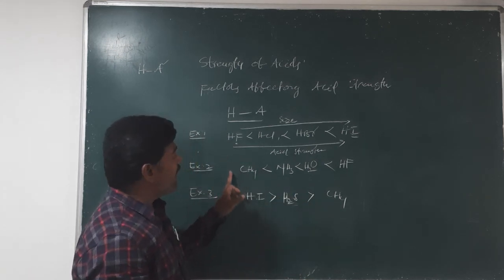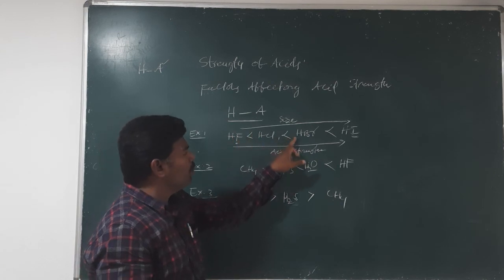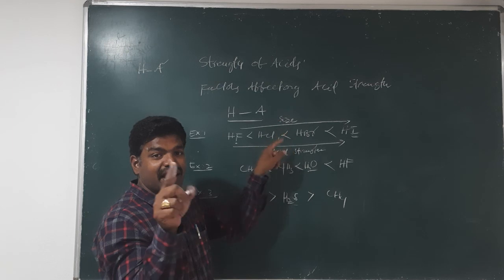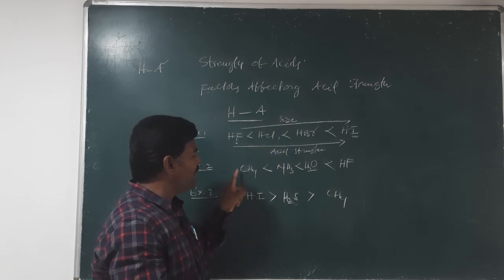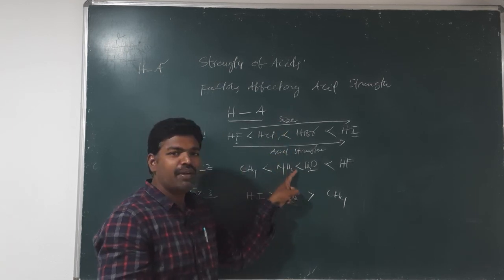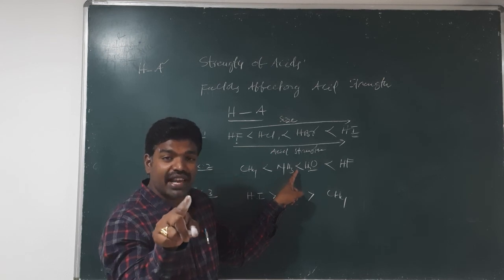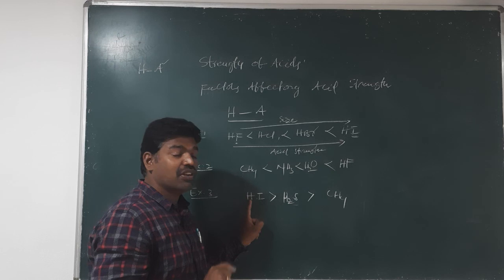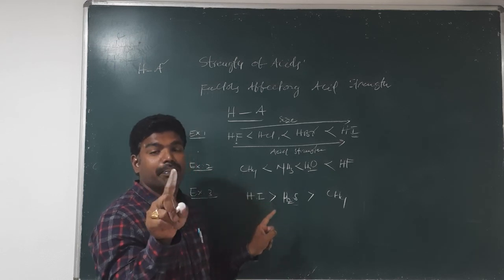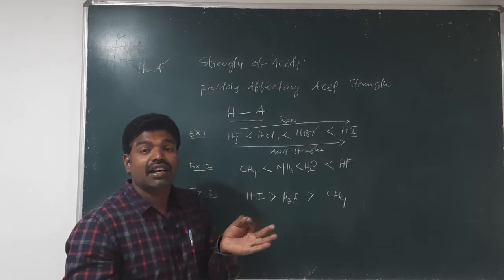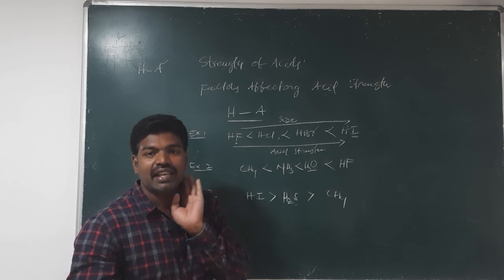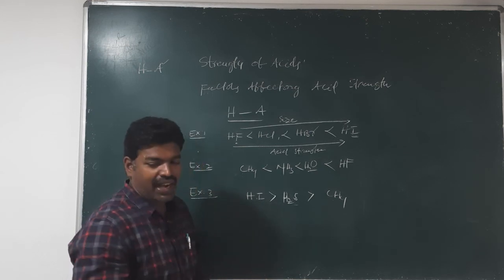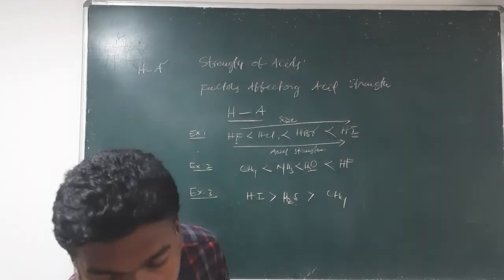So when we are comparing the elements of the same group, strength of the bond decides the acidic strength. When we are comparing the elements of the same period, polarity of the bond decides acidic strength. When we are comparing the elements of different groups and different periods, strength of the bond decides the acidic strength. Right? Okay. And now let us go through the oxo acids.